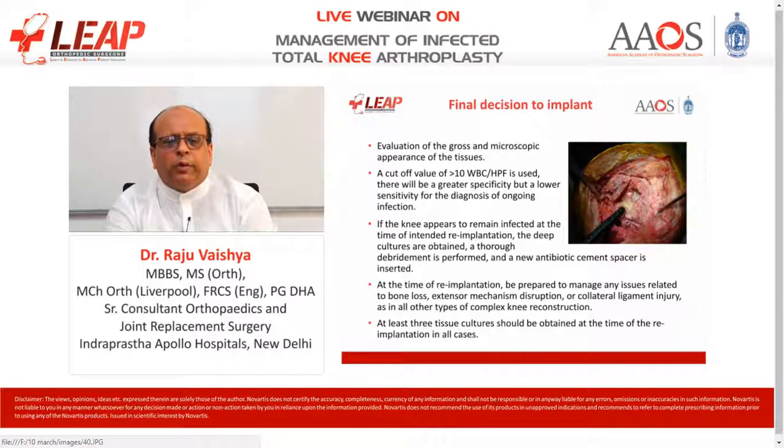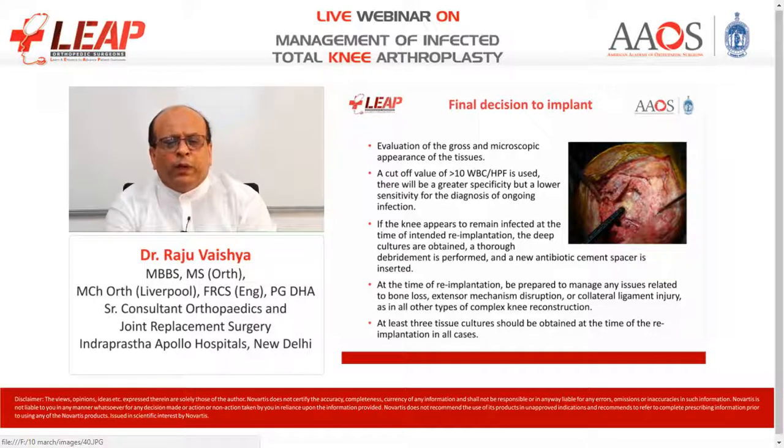If the knee appears to remain infected at the time of intended reimplantation, deep cultures are obtained, a thorough debridement is performed, and a new antibiotic spacer is inserted. This is an awkward situation for a surgeon who has planned for a two-stage procedure and explained it to the patient, but once he goes inside and finds infection, then obviously it is awkward. But one must take the patient's point of view and patient safety into consideration, and should not be hesitant in debriding, putting in a new antibiotic spacer, and going in for third stage surgery in these patients.